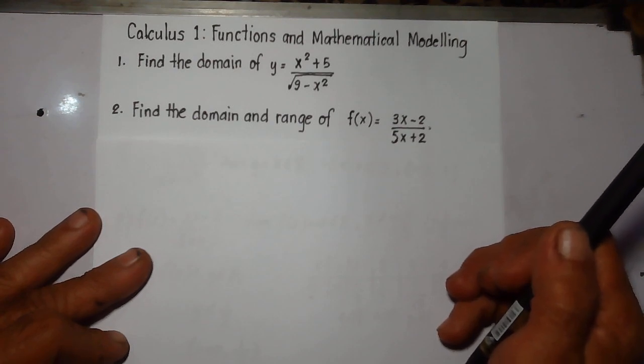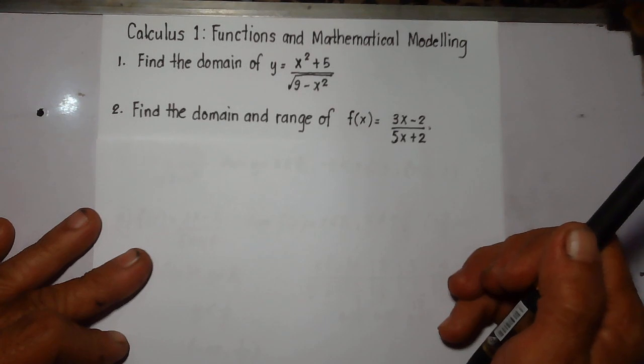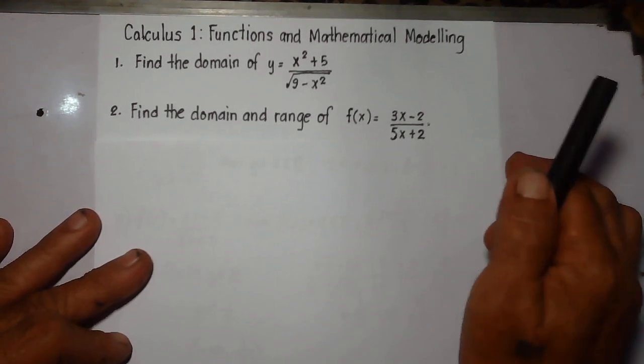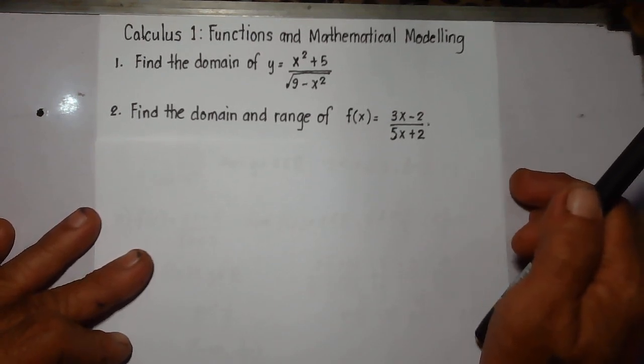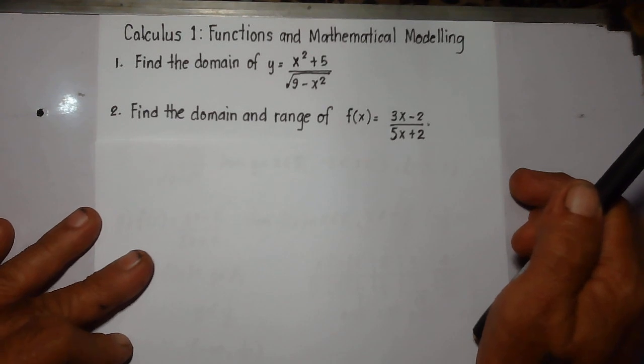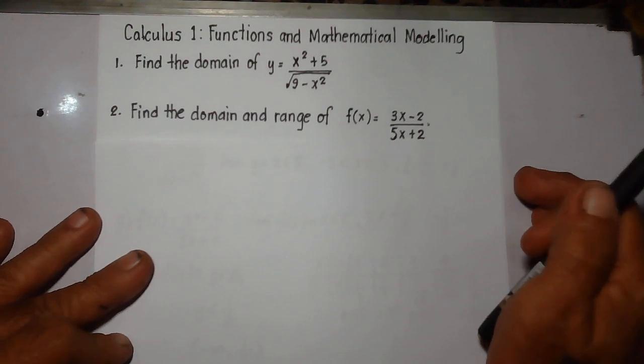Here we have two questions. Question number 1, find the domain of y is equal to x squared plus 5 over the square root of 9 minus x squared. For question number 2, we have find the domain and range of f of x is equal to 3x minus 2 over 5x plus 2.